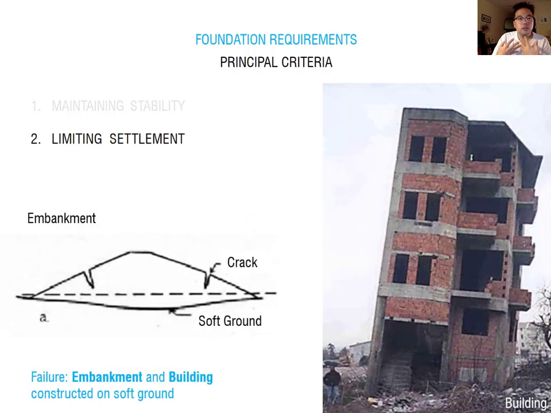What about the next consideration? What is the next principal criterion? We have to consider limiting settlement. It relates to the earth. If the earth is not enough to support the building itself, the building can't stand up even if it has a good foundation design. So that's why when you're designing the footing, you have to consider the actual earth condition. We talk about this earth condition later today.